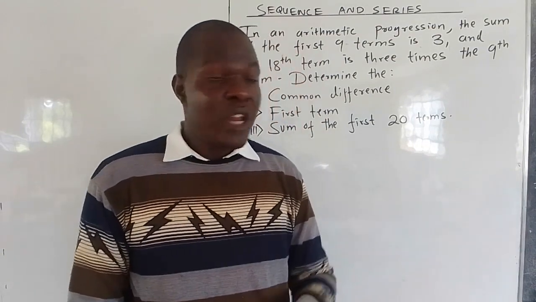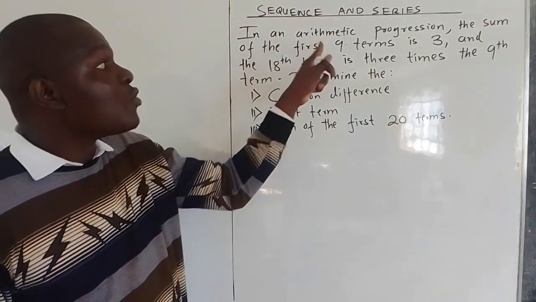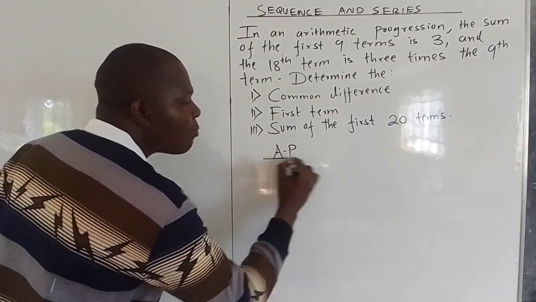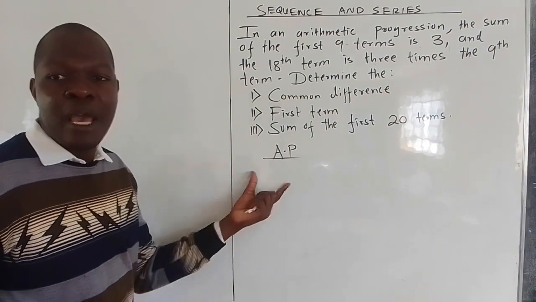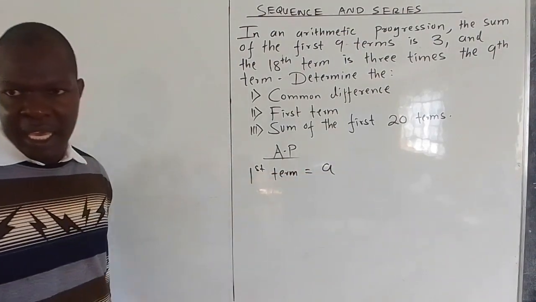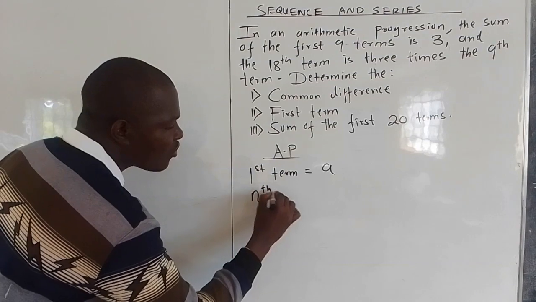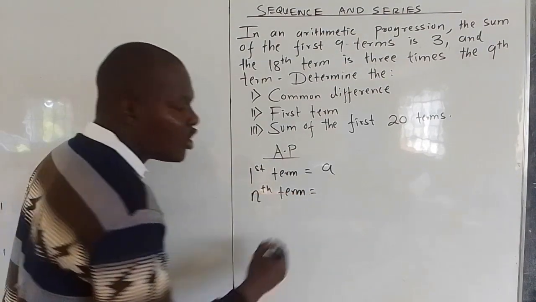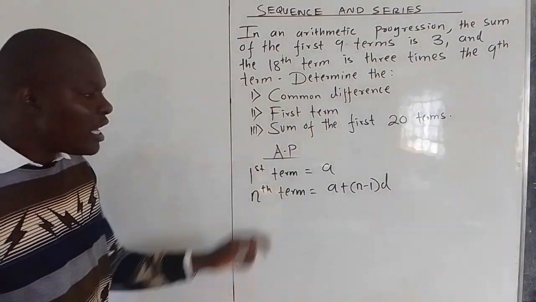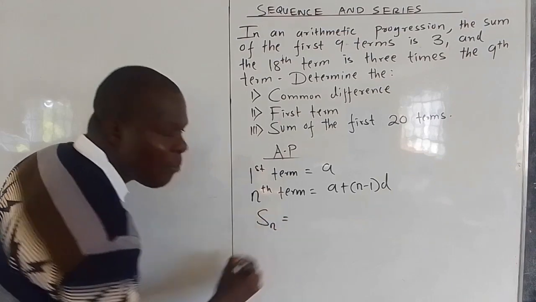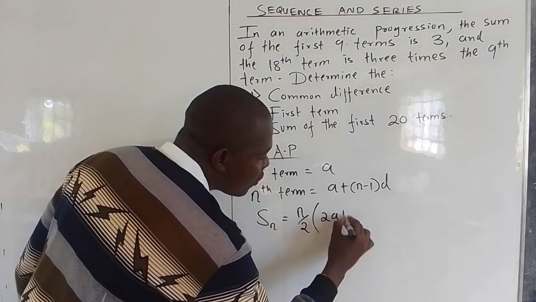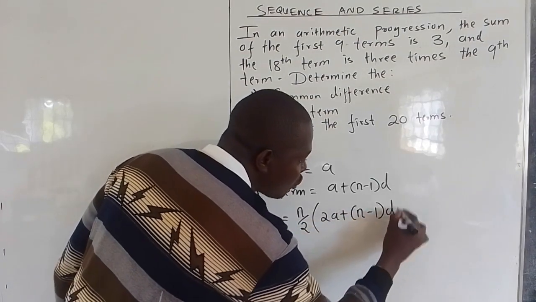Are you seeing that? So when you are identifying the unknown, you read the question and you see it is an arithmetic progression. So you say, this my question is an AP. So what is unknown in an AP? Unknown in an AP is always the first term denoted by a. Unknown in an AP is always the nth term, denoted by a plus n minus 1 into d. The unknown in an AP is always the sum of the n terms, which is denoted by n over 2 into 2a plus n minus 1 into d.